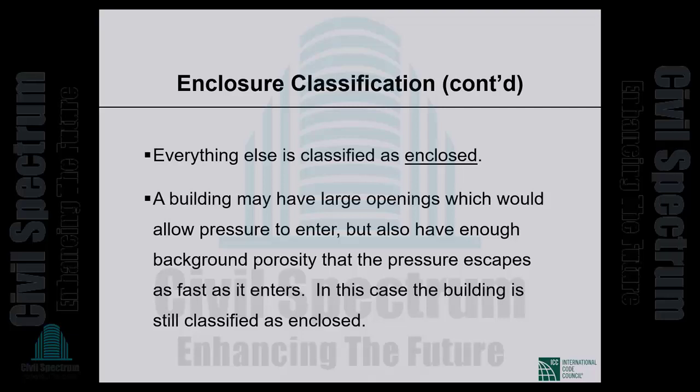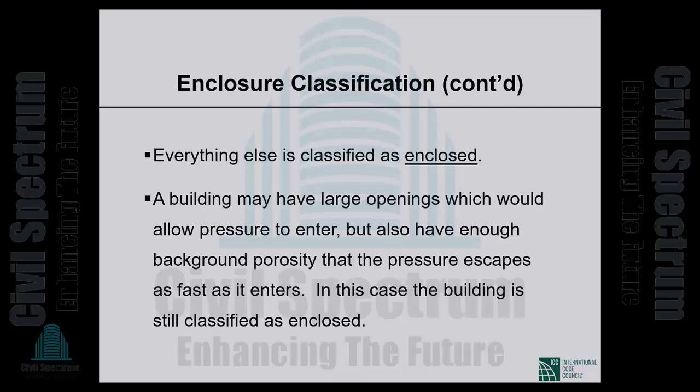Okay, let me start again at a different place. A partially enclosed building is a building that has windward openings, it has suction openings, but windward openings predominate so that more wind gets in than can get out. So we have positive internal pressure buildup. If a building is not partially enclosed by this definition, that building has to be either open or enclosed.